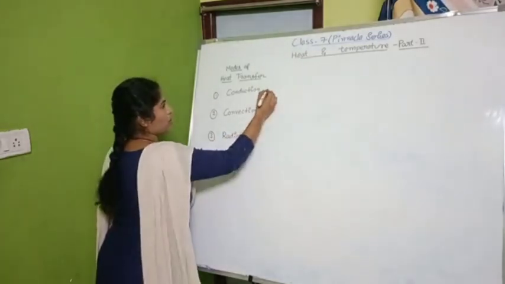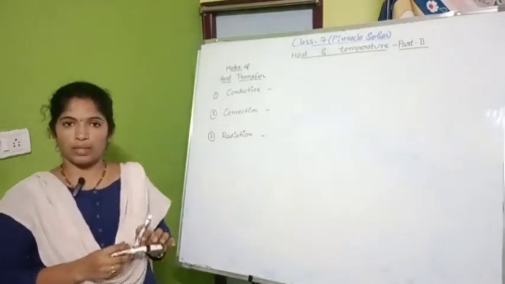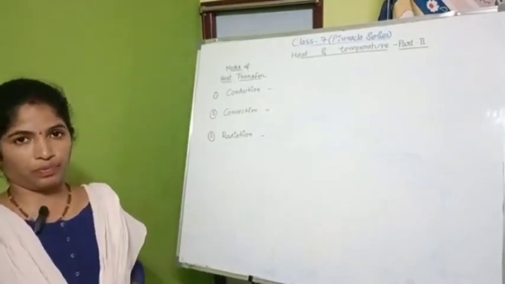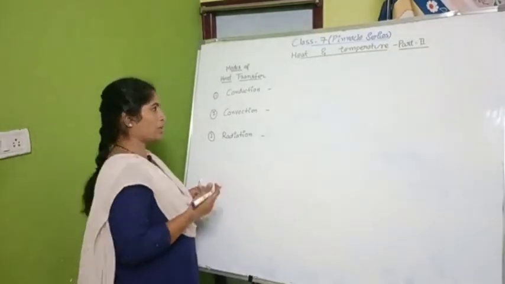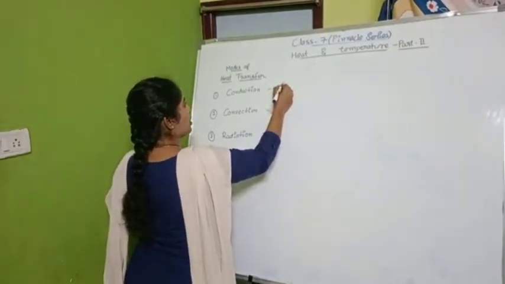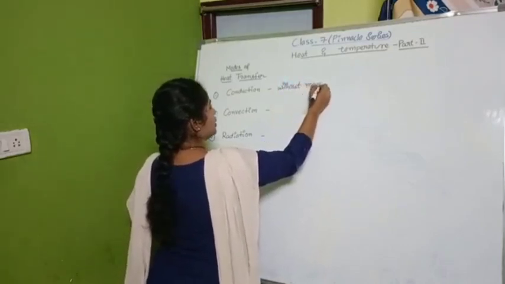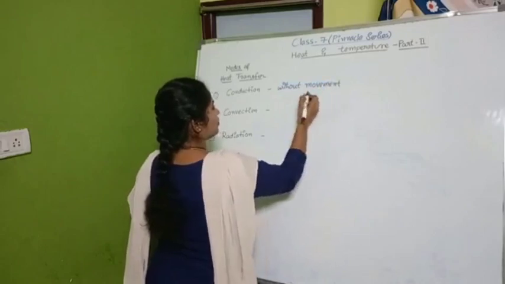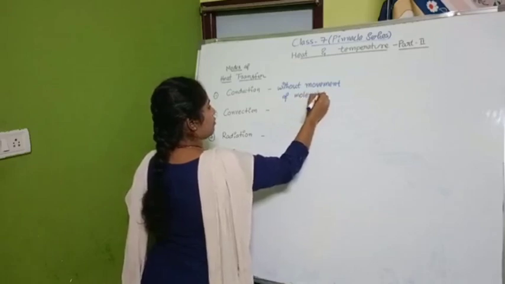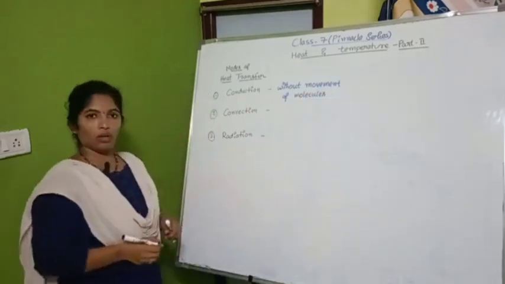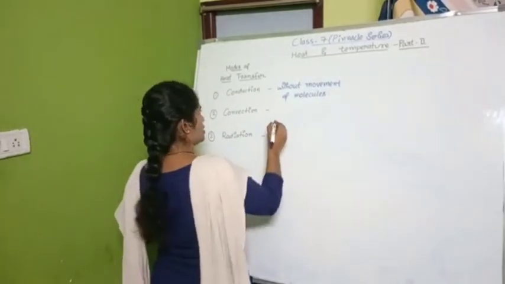Right? Already yesterday in the last class we discussed what is conduction, what is convection, what is radiation. So what is conduction? The process of transfer of heat without movement of molecules we call conduction, and there should be a direct contact between the objects.